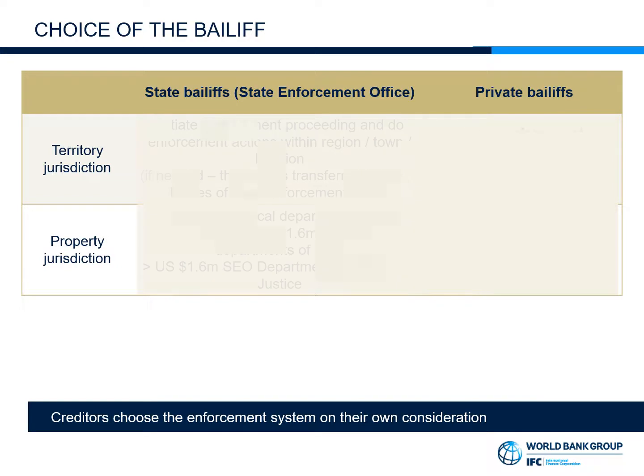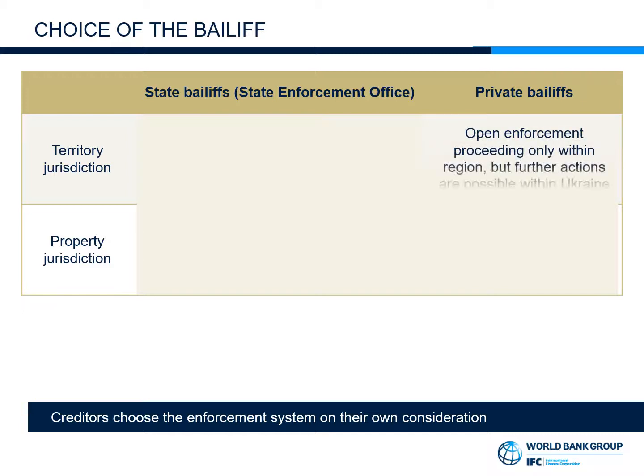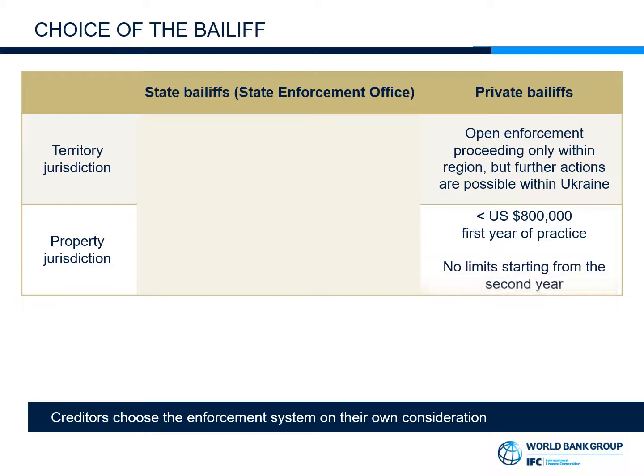If the creditor decides to work with the private bailiff, he can address any private bailiff registered in the region where the farmer operates. Private officers are authorized to launch enforcement cases only within their regions, but further enforcement actions are possible throughout Ukraine. Please note that during the first year of work, a private bailiff can only enforce cases with the obligation under $1.6 million. This restriction is removed starting from the second year of work.